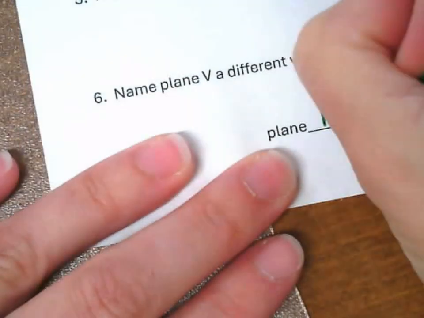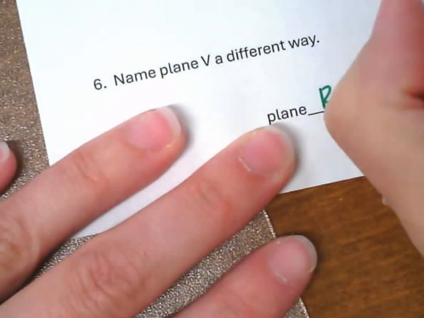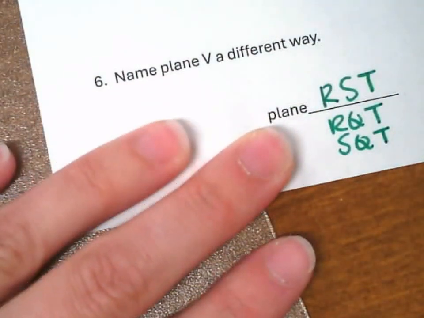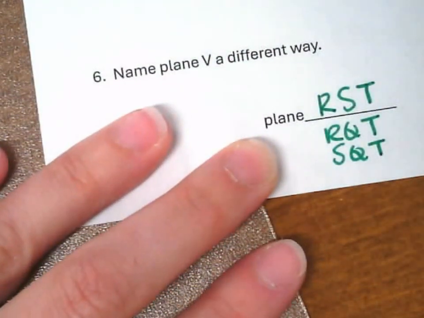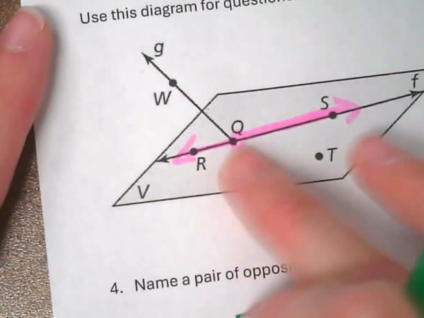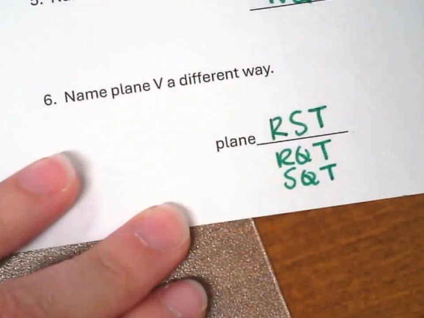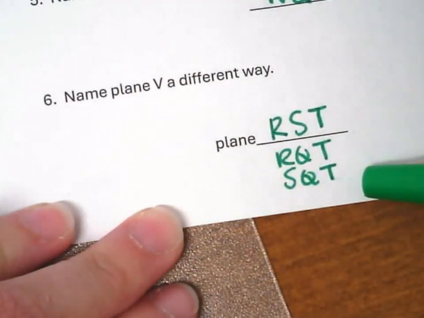I could have said RST, I could have said RQT, I could have said SQT, or these letters could be in a mixed order. Okay, I cannot say RQS because those are in a straight line. You don't put commas in between these points, and they have to be capital.